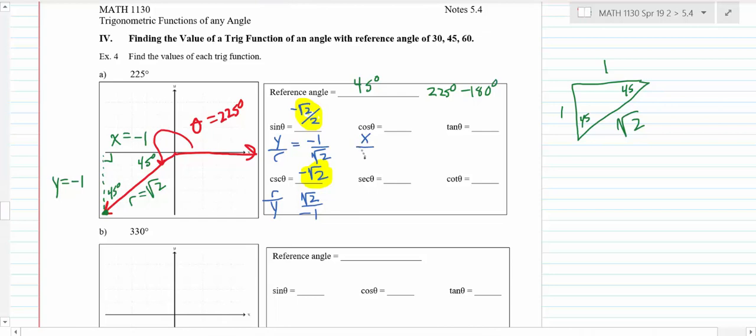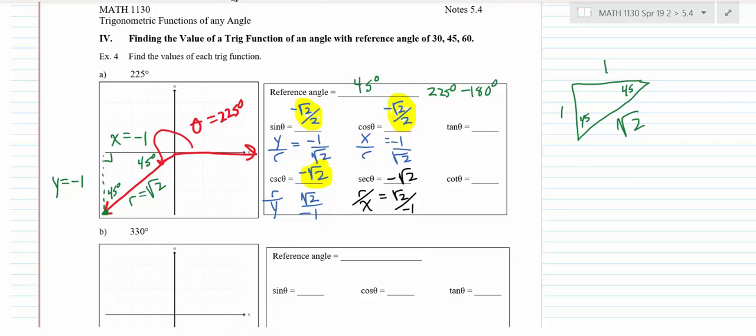The cosine is x over r. X is -1, r is square root of 2. Again, you rationalize the denominator and get negative square root of 2 over 2. So the cosine, for a quadrant 3 angle, is also negative. Then the secant is r over x. R is square root of 2, x is -1, so that's negative square root of 2. The sine and cosine turned out to be the same in this problem because it's 45 degrees. Remember, sine and cosine are cofunctions, and 45 and 45 are complementary angles, so we expect them to be the same. And then finally, the tangent is y over x.